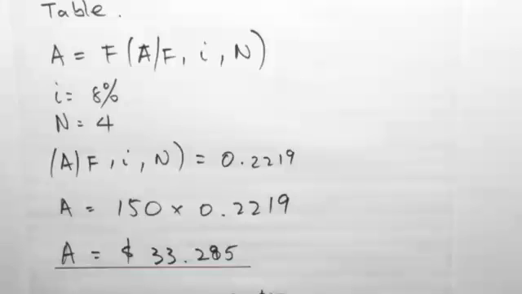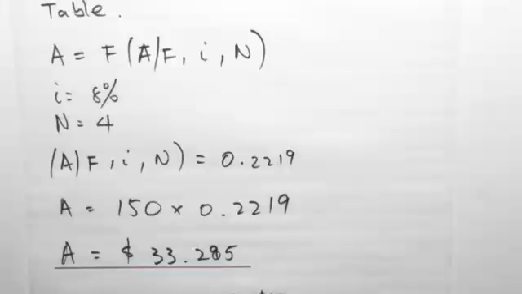0.2219. So now all we have to do is just take the future value, which is $150, times 0.2219, and we get the exact same answer of 33.285, which is a little bit different from using the equation, but at the end of the day is essentially the same thing.